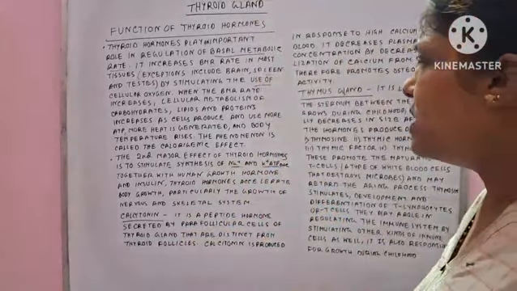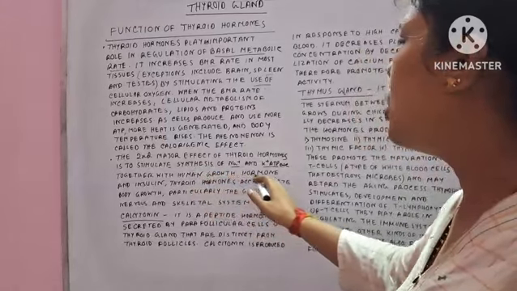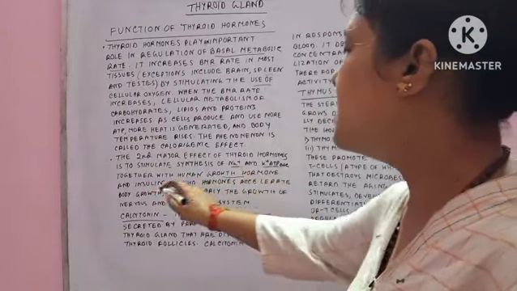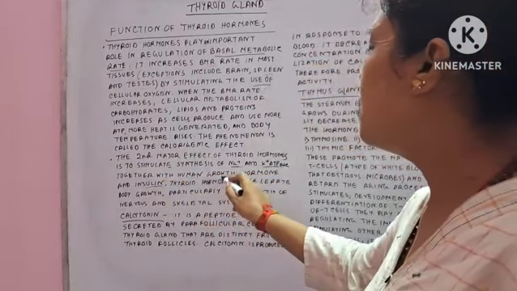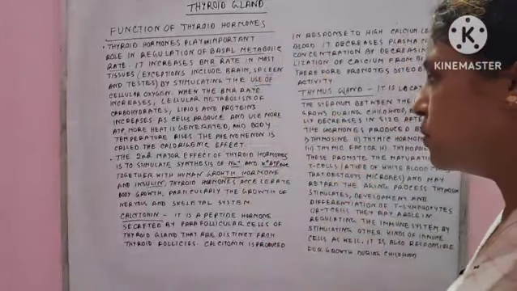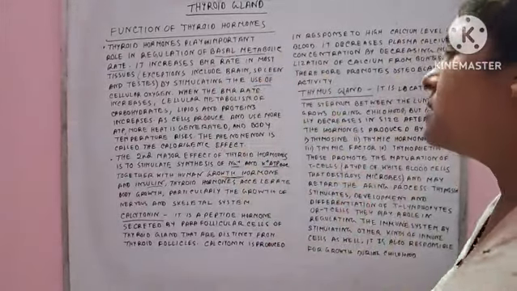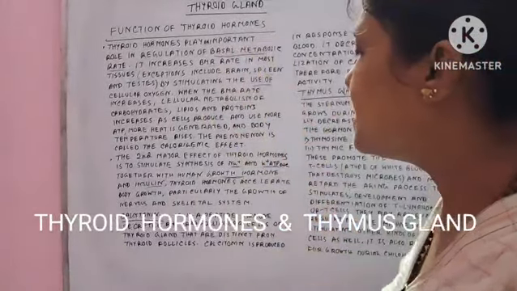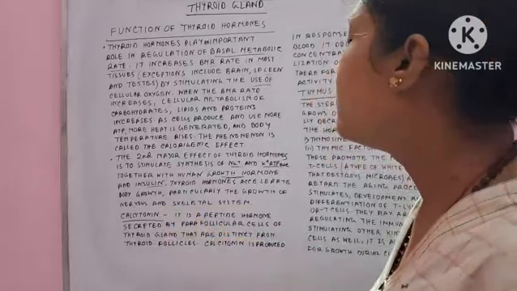And obviously the human growth hormone and the insulin, both the secretion of the insulin and the growth hormone, are also controlled by the thyroid hormone. Clear? And the next hormone that is also secreted from the thyroid gland is the calcitonin.